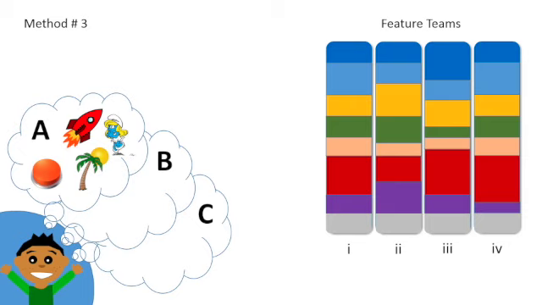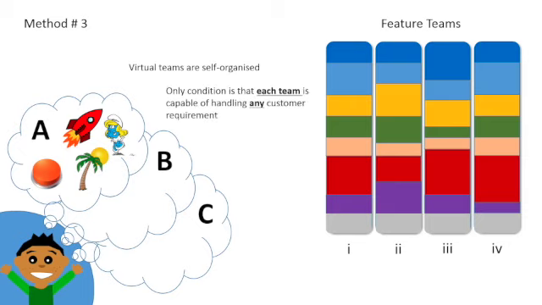Now, how do we get to create these feature teams? Well, we have really two ways of doing it. One way is we ask the teams to organize themselves with the one and only condition that each team they've made up is capable of handling any customer requirement. Because they have all the different types of jobs within this feature team, when a requirement like requirement A comes in, any of these feature teams can take it and build it from start to finish. That includes the testing, the integration, and all the things we talked about before.